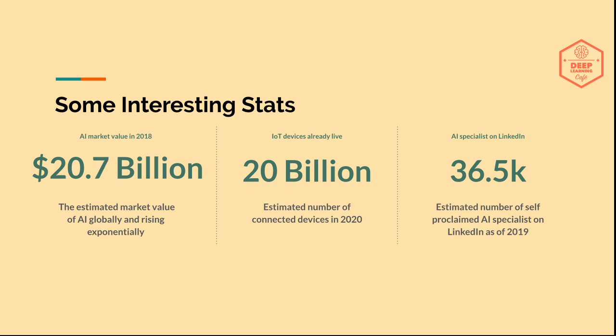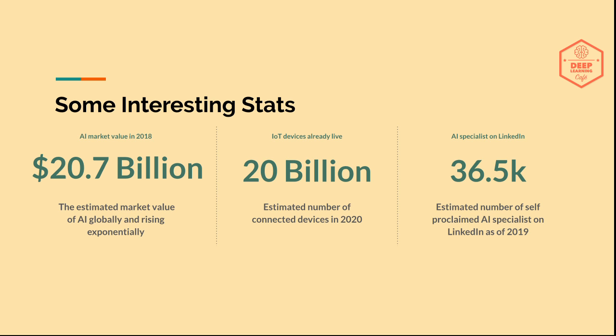Another interesting stat is that as of 2020, we have about 20 billion connected devices on the Internet of Things, and that number is also set to keep growing over the years. So you can imagine that even if just 10% of these devices need artificial intelligence on the edge, that's an estimated 2 billion devices already today that could use an upgrade by applying artificial intelligence on the edge.